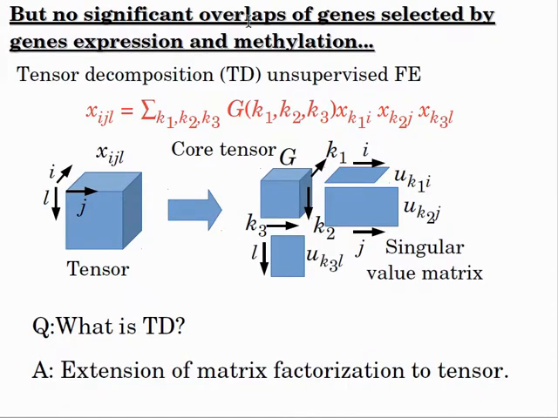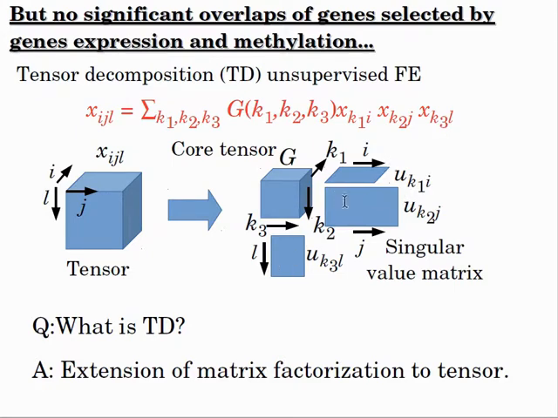But unfortunately, the genes selected by gene expression and methylation are not significantly overlapped. Then we have used another method, tensor decomposition. Tensor decomposition is a kind of extension of principal component analysis. If there is a 3-mode tensor, we can decompose it into a smaller core tensor and small matrices.